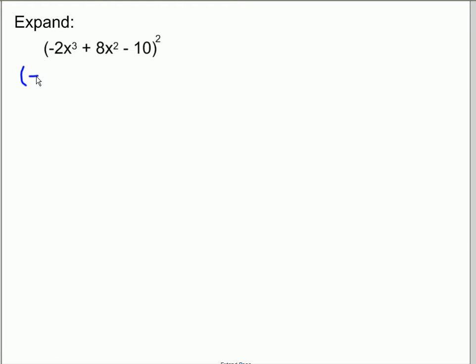So I've got negative 2x to the third plus 8x squared minus 10. I've got that polynomial multiplied by itself. I might say that this polynomial is right now written in factored form. Here's one factor, and here's another factor. It's not factored actually as far as I could factor it, but it's a multiplication problem, one factor times another.